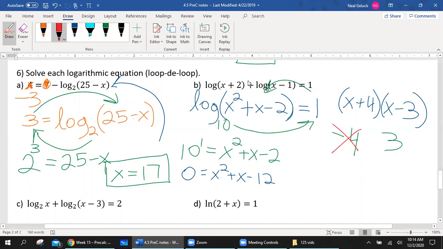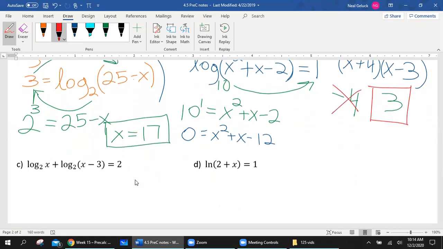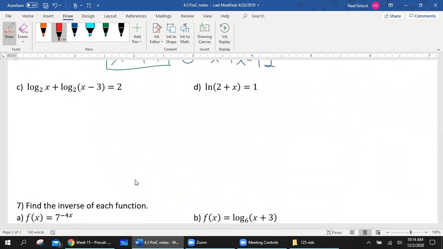3, however, if I plug it in, we're good. So 3 works. And just a reminder, it's not did I get a negative for x, it's does it cause the log of a negative or the log of 0. So be careful when you're doing log equations. We may have to toss some stuff.